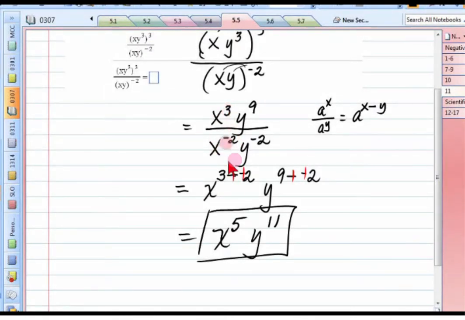It's 3 subtract negative 2. Minus means plus. 3 minus, because it's the quotient rule, negative 2, minus means plus.